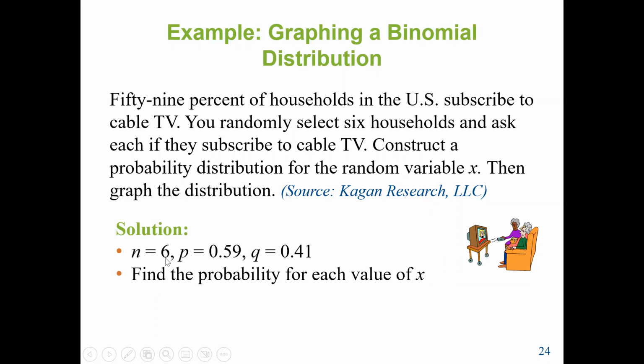So this means, again, N will be 6 because we randomly select 6 households. And then 59% of households in the US subscribe to cable TV. So P will be 0.59, which means Q will be 0.41. Find the probability for each value of X.